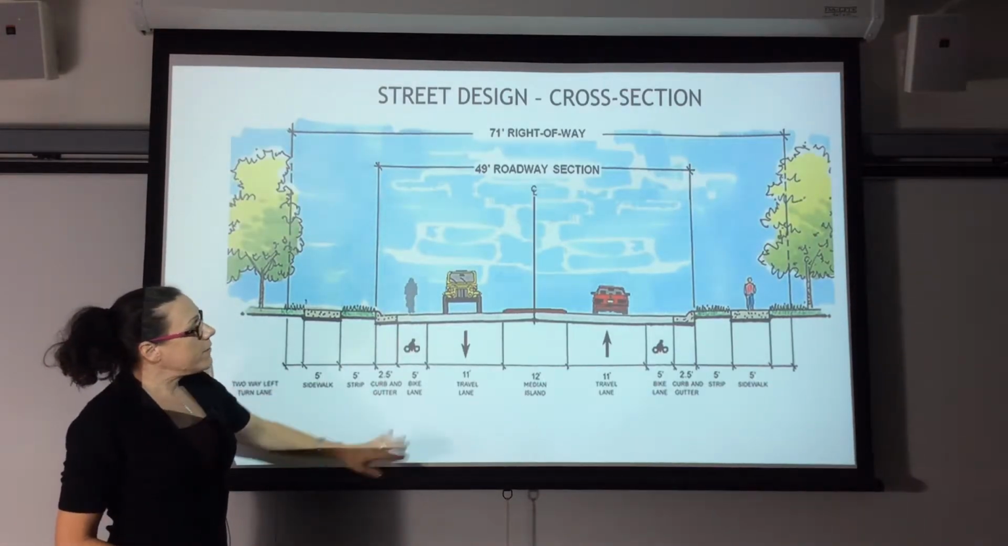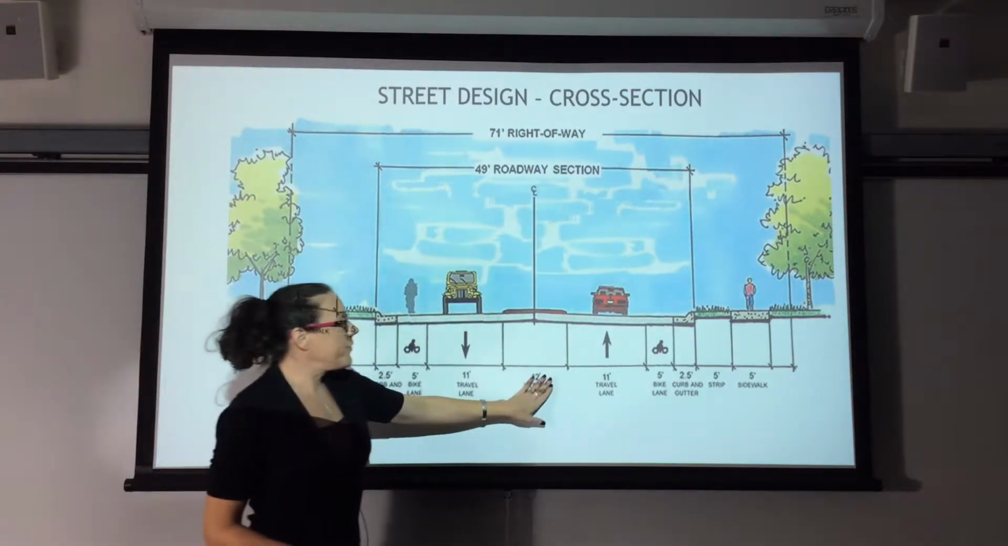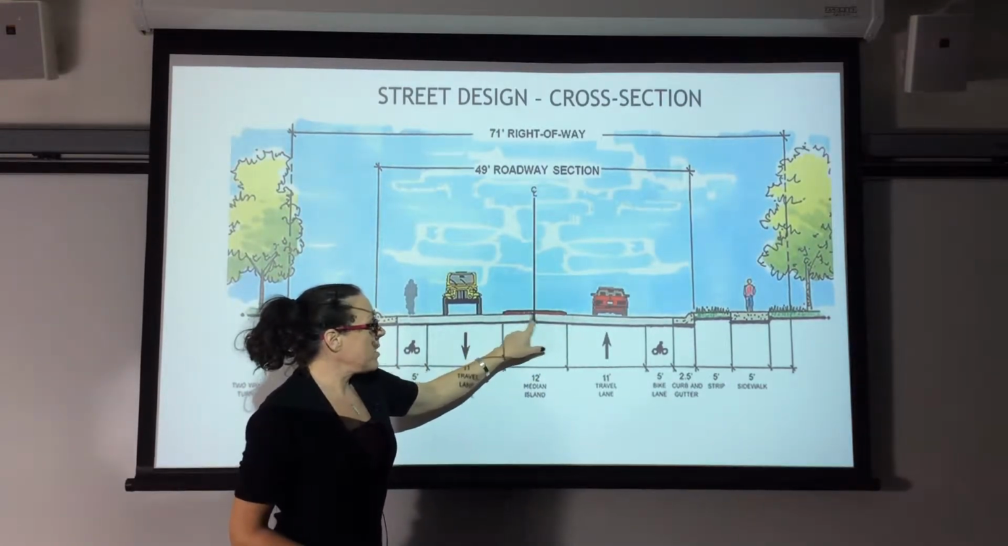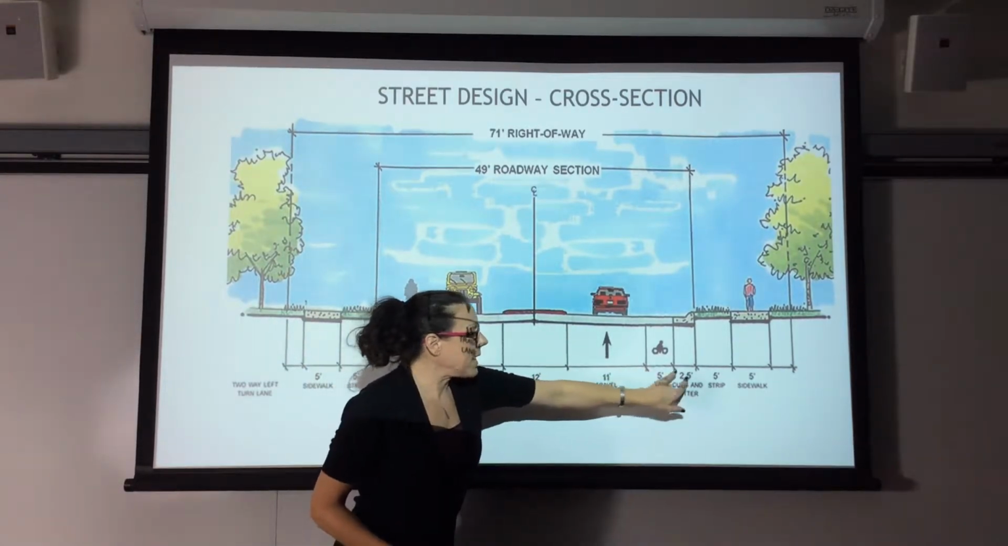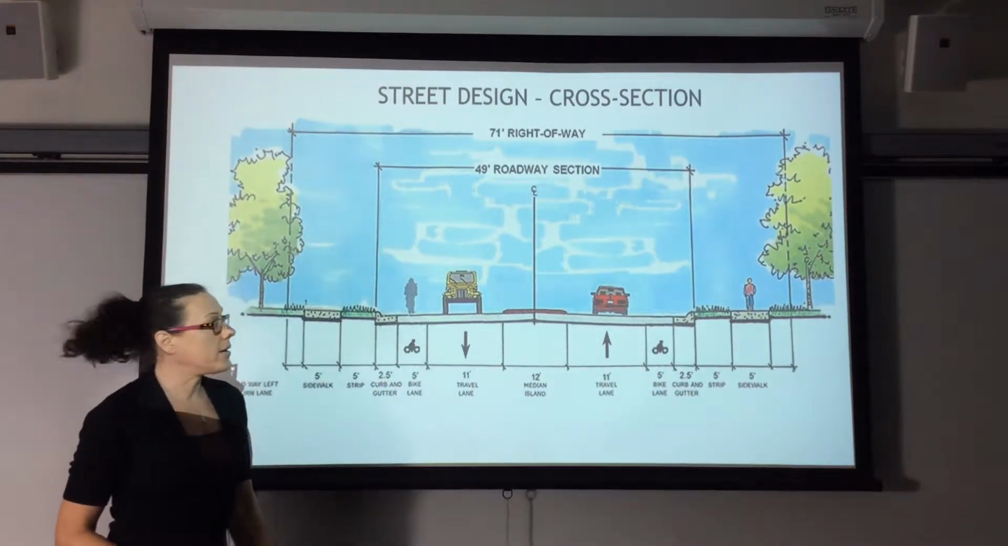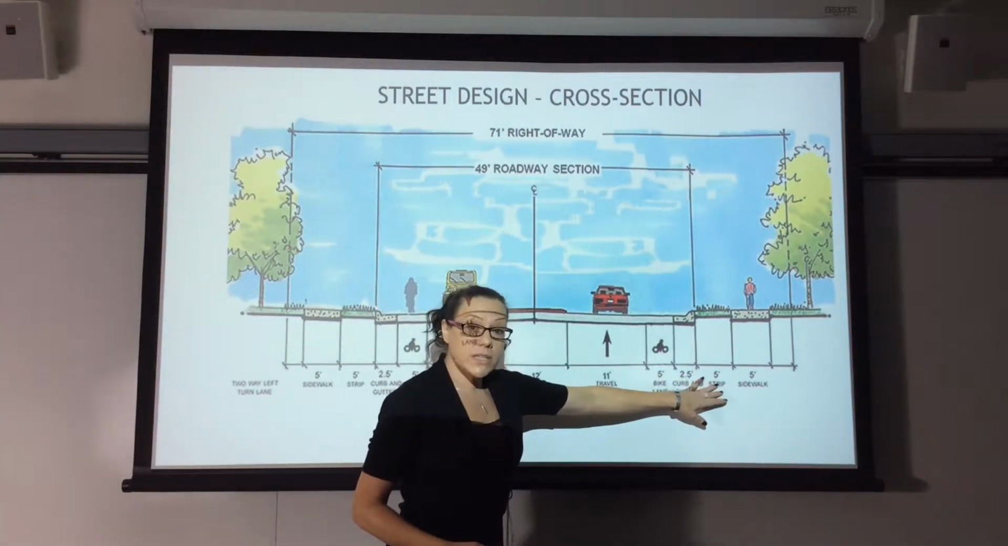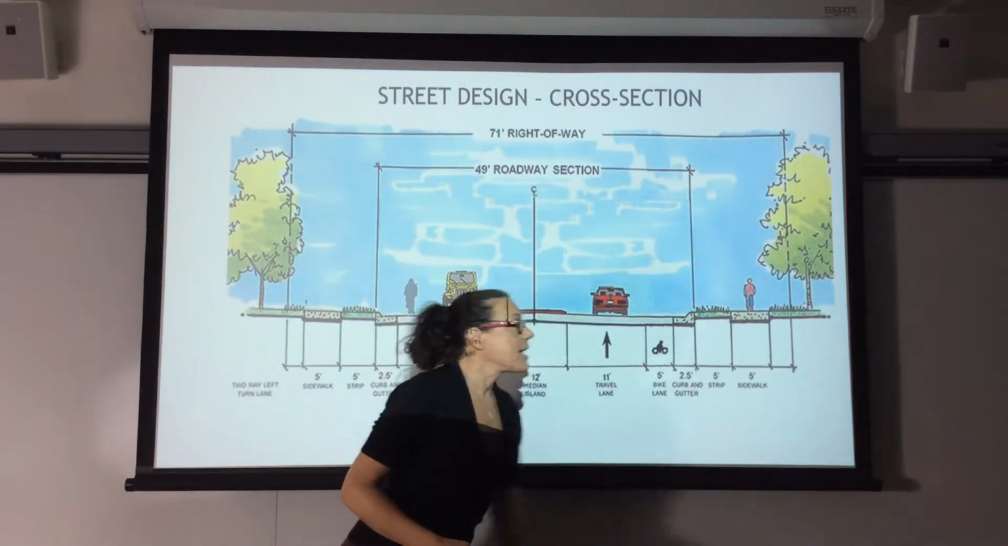We have a 71-foot right-of-way here, but we have a 12-foot median, so you can see this little hump here. And then you have your travel lane. You have an 11-foot travel lane, a 5-foot bike lane, and a 2.5-foot curb and gutter. And then you have a little 5-foot utility strip, possibly, and then a sidewalk.